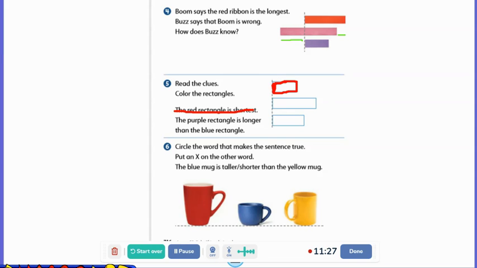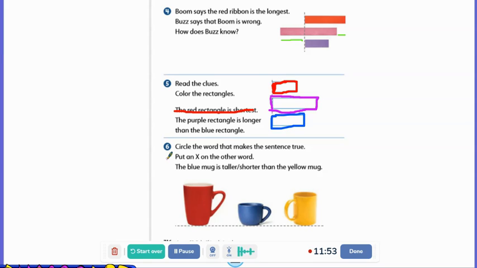So I'm going to go on blue. So if purple is longer, then this one, because I need one that's going to be longer for purple. And now I have my last one, and purple is longer than blue. Excellent job.